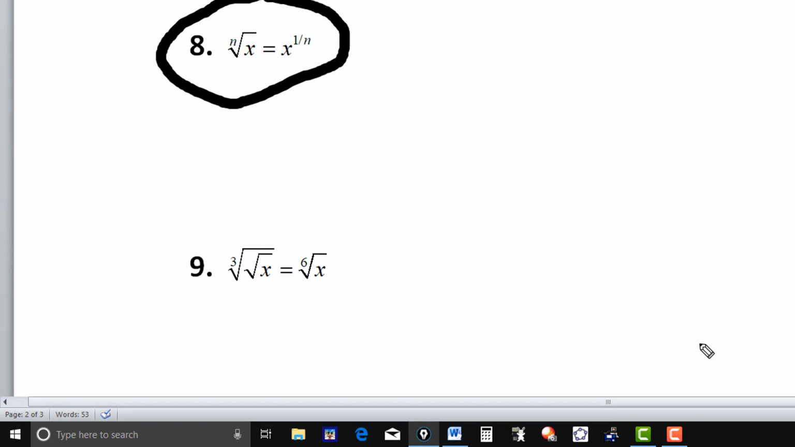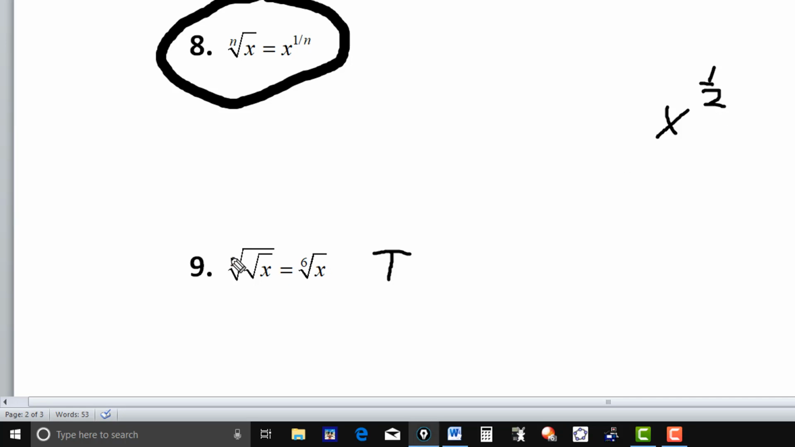This is true. Okay, so it's true because, let's do it this way. Inside the radical I have the square root of x, so I'm going to write that as x to the 1/2. And then x is the base for this exponent here.